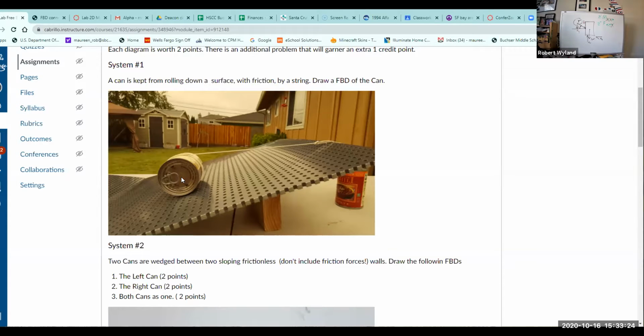So we know we're going to have some, come again? It's not a statics problem without friction. I don't understand at all. It says friction. So it has friction. Don't include friction forces. We're going to have the weight of the can, and we're going to have the tension of the rope. So those are the three forces you've got to get in there.